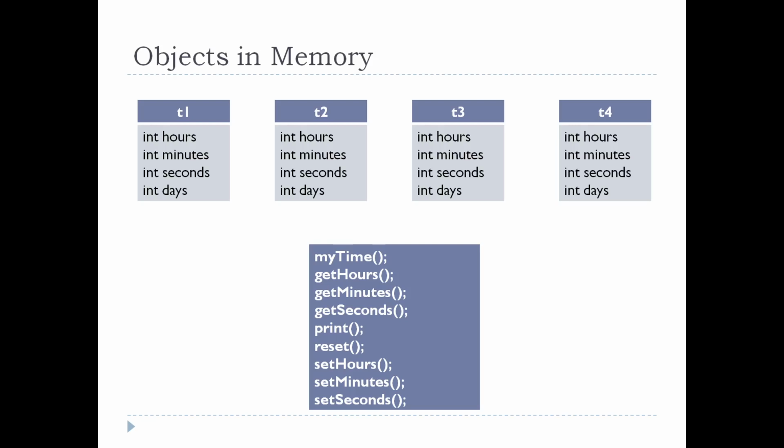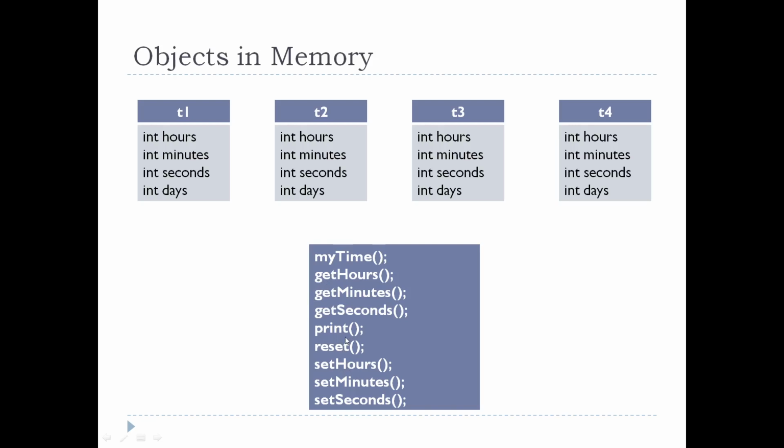And how does it know about that? So it knows about that by using a special pointer. That pointer is called the this pointer. Each function, whether it is the constructor function or any other member function, receives the address of the object for which it is invoked.